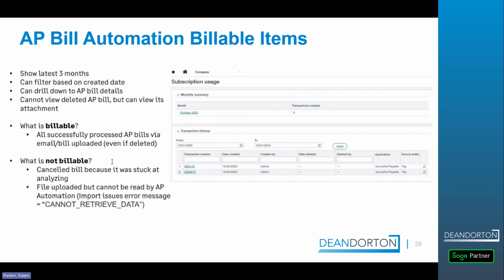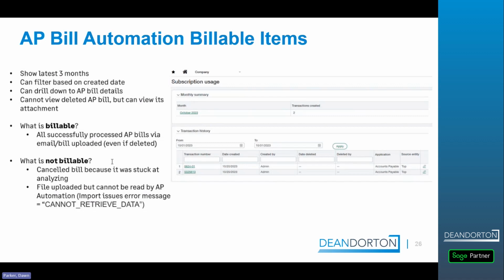So let's talk about what are billable items for AP automation, because we've had a lot of questions about that, because that free period is over. So what is billable? All successfully processed AP bills that came in through email or uploaded, even if they were deleted. If they successfully came into the system and then you deleted them, you're still charged for them because they successfully made it.